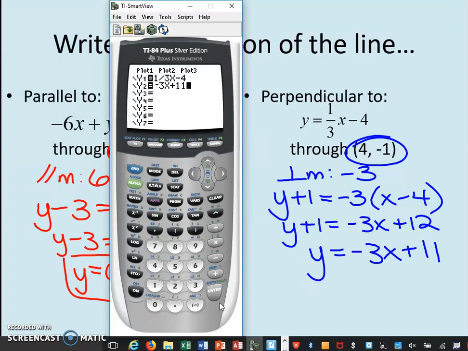And you can graph these two and look at it and see if they are perpendicular to each other. I just typed the first equation here on y1, and the second equation in y2. Make sure they're in slope-intercept form. Once you type these, you can hit graph and see if they form perpendicular lines, and they do. So that's an indicator that they are perpendicular to each other.